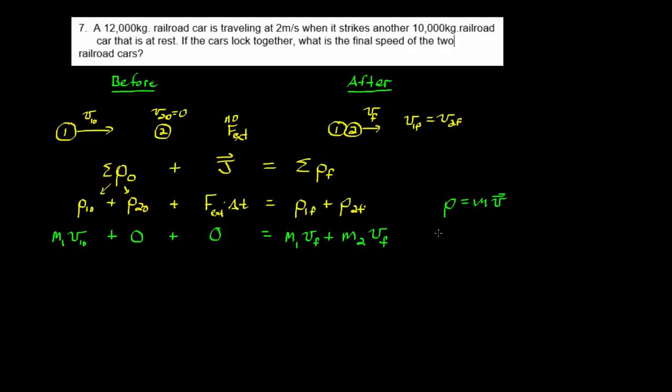Okay, so now we're going to solve. What we want is VF. So I'm just going to put a little underline underneath it, and that's what I want. And now we'll start simplifying. So these are all 0, so I'll just pull this over. So we get mass 1 times v1 naught is equal to, both of these have a VF, so we can factor that out. So we get mass 1 plus mass 2 times VF.